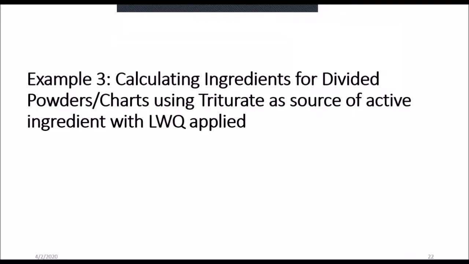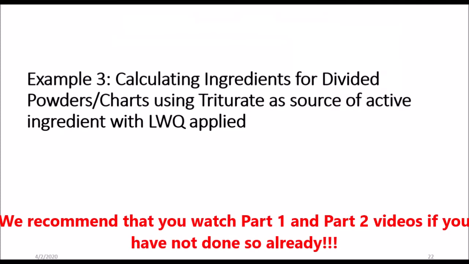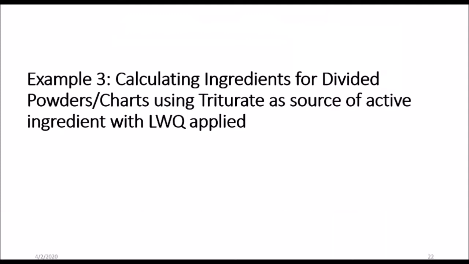We're in our third lesson now. Just to recap, we have done calculating ingredients for divided powders using one pure active ingredient, two pure active ingredients, and in this lesson we're going to be using triturate as a source of active ingredient.